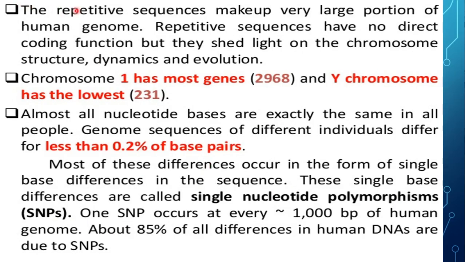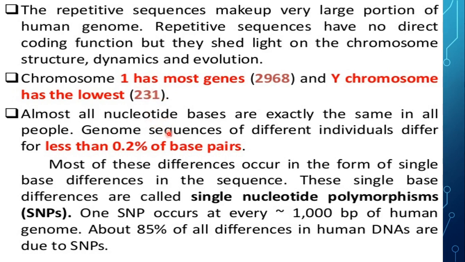Then the repetitive sequences make up a very large portion of the human genome and have no direct coding function. Of course they do not help in the formation of any protein, but they tell us many things about the evolutionary trend. Chromosome number 1 has the most genes. The highest number of genes is present within chromosome number 1, and Y has the lowest. Y is the smallest chromosome and 1 is the largest chromosome.